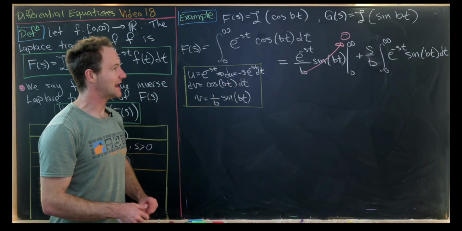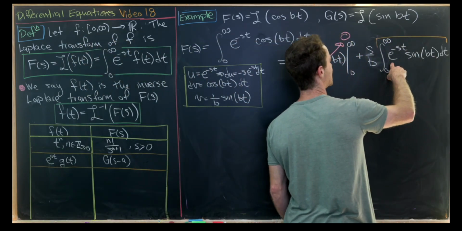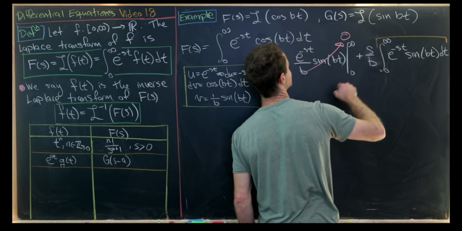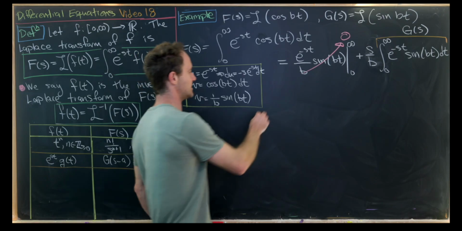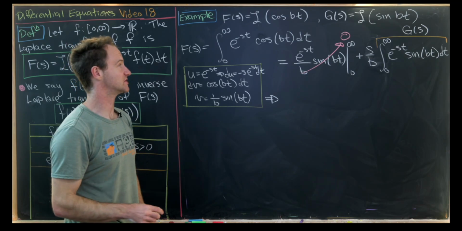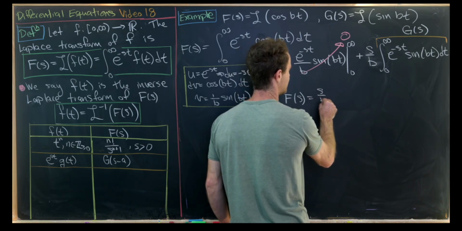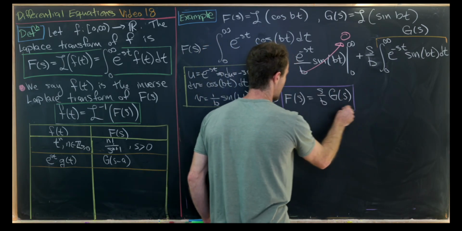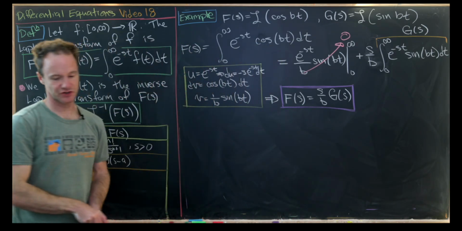Okay, that's good. And now let's look closely at what we have left over. We have the integral from 0 to infinity, e to the minus st times sine of bt, but that's exactly the Laplace transform of sine of bt, which we've called g of s. So maybe summarizing this, we have f of s is s over b times g of s. So let's write that down here. We have f of s is s over b times g of s.